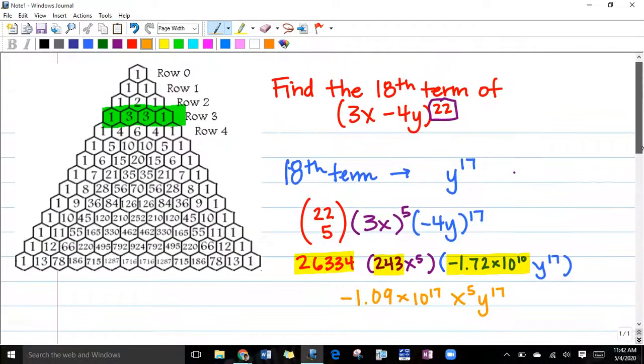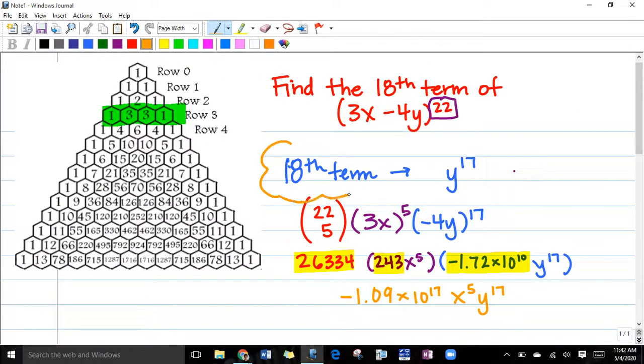So again, the key was recognizing what that y exponent is going to be. Whatever term it is that you're asked to find, take one away, and that is your second exponent.